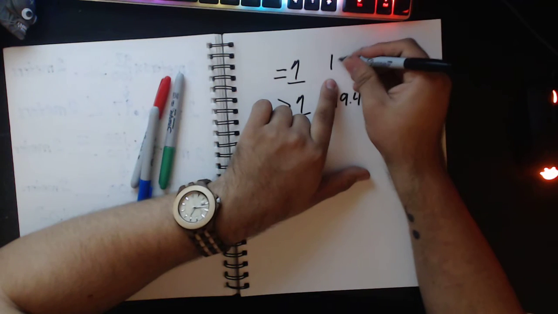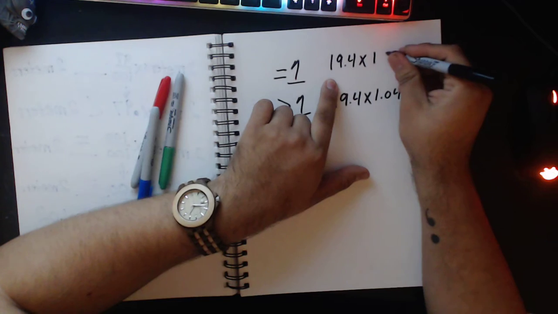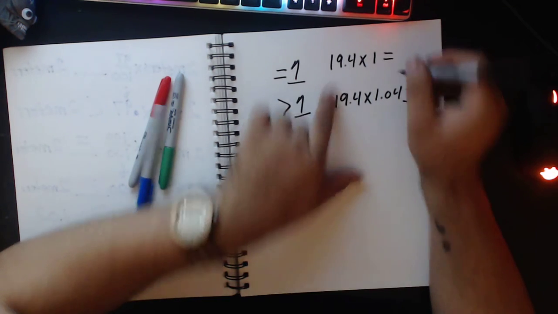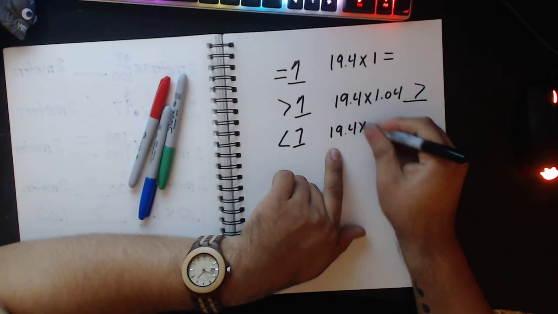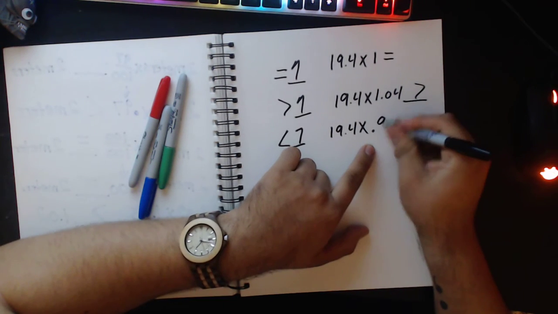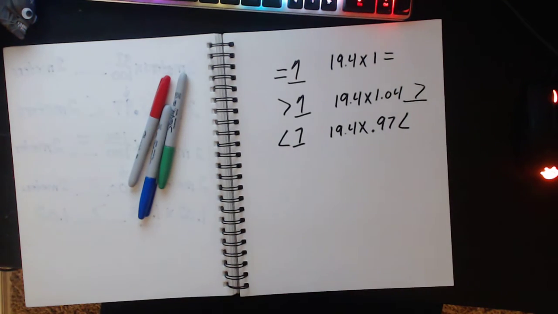Well, what if I multiply 19.4 by 1? Well, I'm going to get something that's equal to 19.4. If I multiply 19 and 4 tenths by 0.97, I'm going to get something that is less than 19.4.